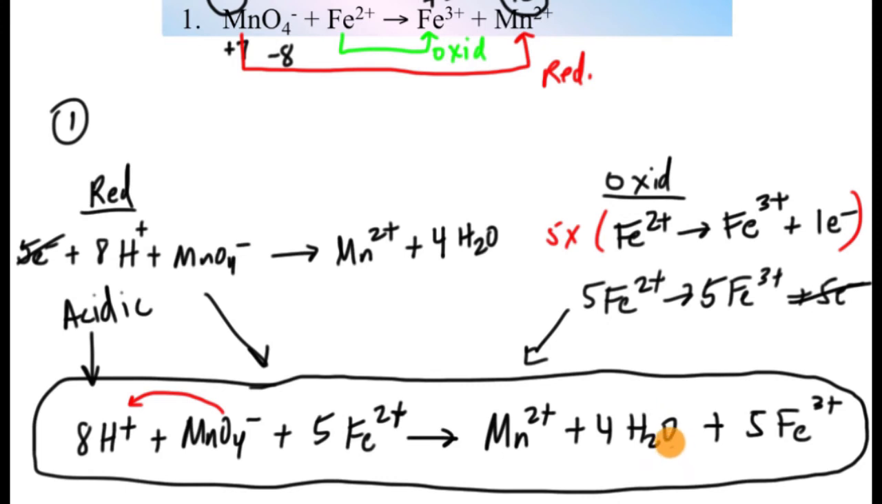That's why we have to balance the oxygens with water, and we balance the hydrogens with the hydrogen ions, because we need this outcome to happen. If you don't understand that part, not a big deal, but that's pretty much how you balance these reactions.